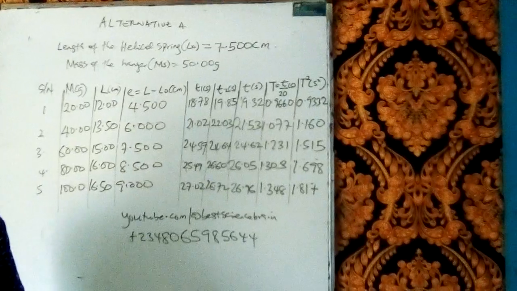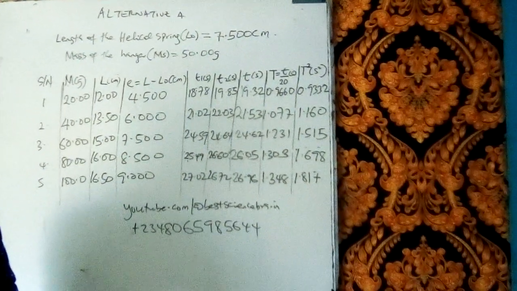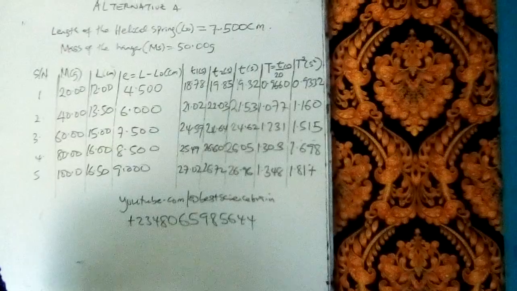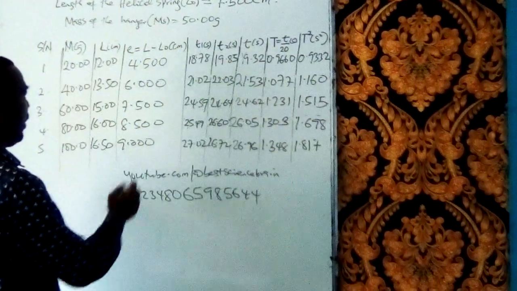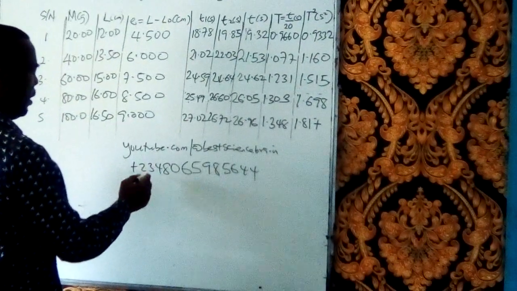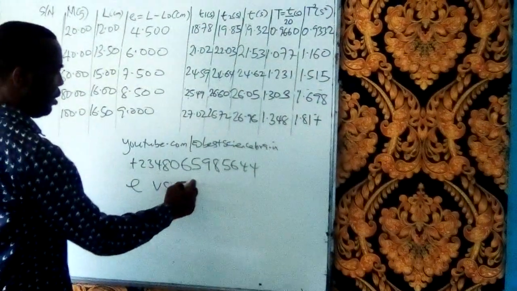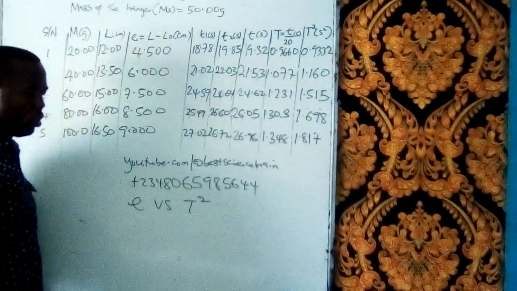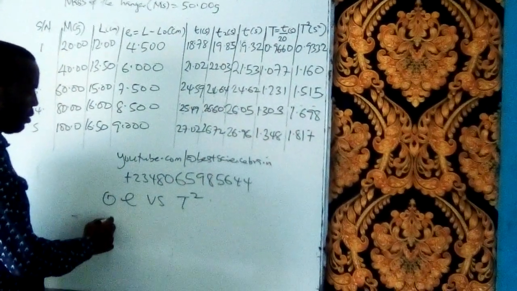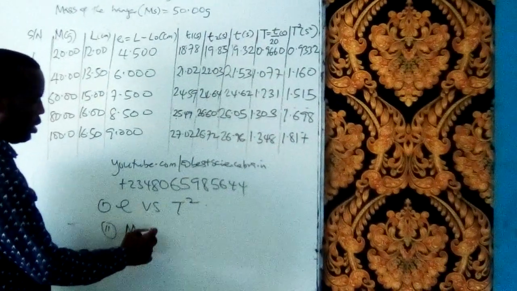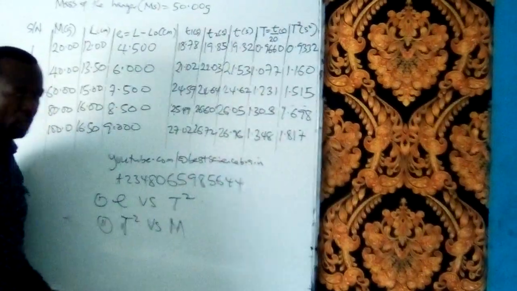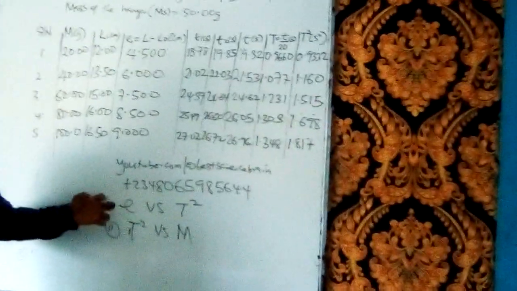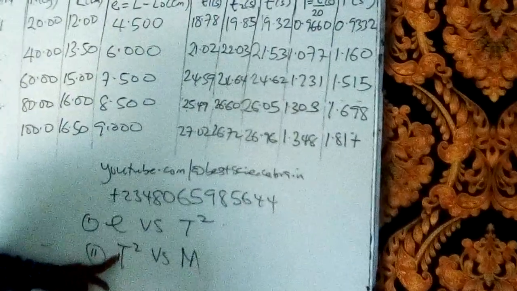So now we're going to plot a graph. We're going to plot two graphs for relationship. We're going to plot a graph of extension against t squared. We're also going to plot the graph of t squared against mass. We'll have the relationship and then evaluate how it goes: extension against t squared and then square of period against mass. Okay, so keep on watching as we go to the graph.